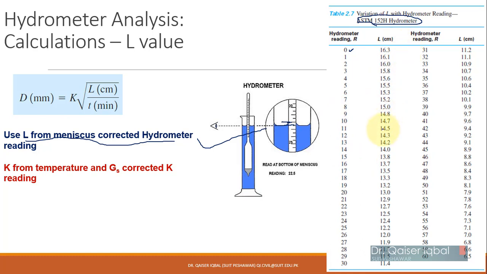So from this table also you can determine the value of L. If you know the hydrometer reading R, let's say hydrometer reading R is equal to 20, then L is equal to 13 in this case. So you will just place the value of L equal to 13 into this equation.